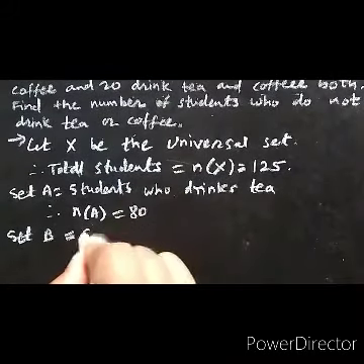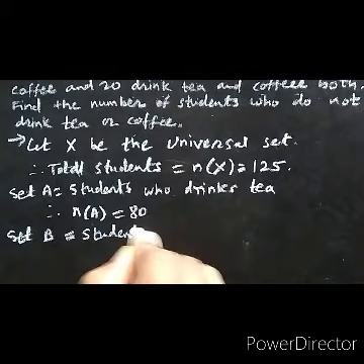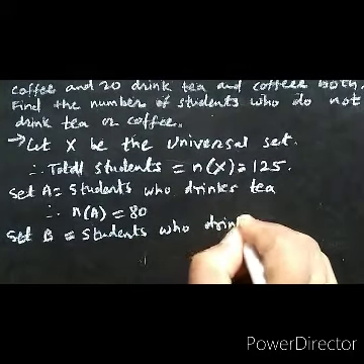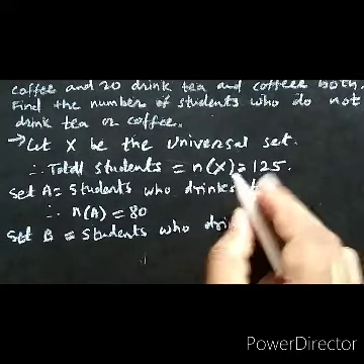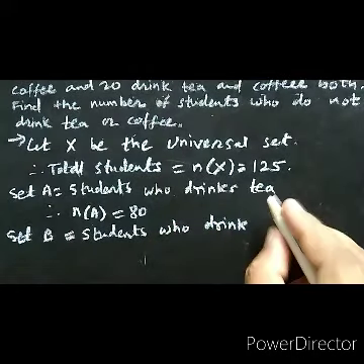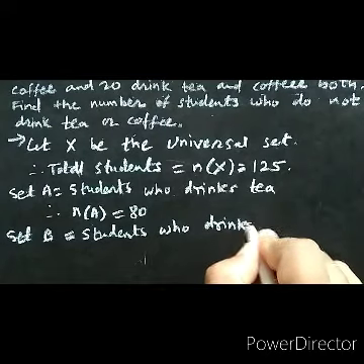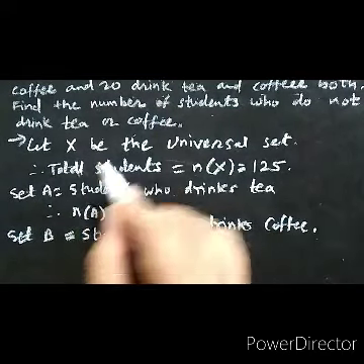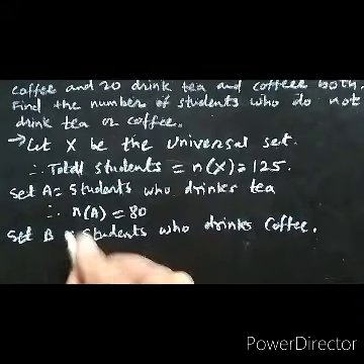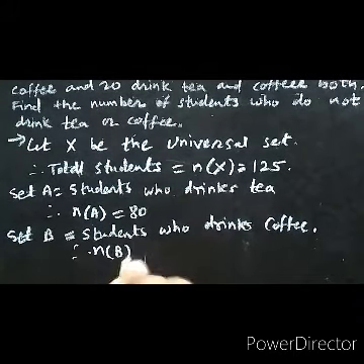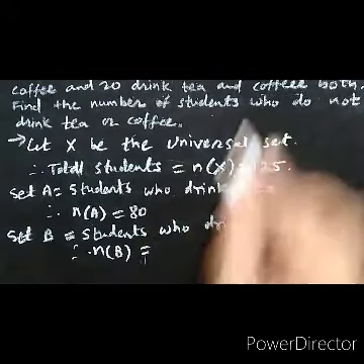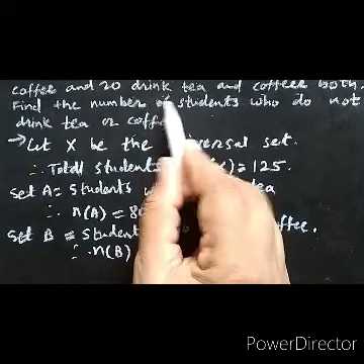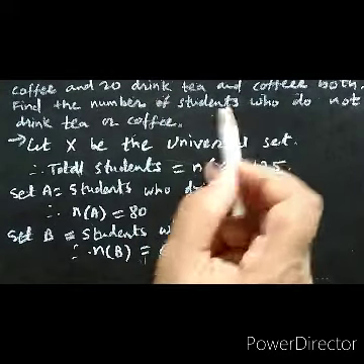Now set B is students who drink coffee. And now see here, therefore n of B is equal to 60 students who drink coffee. Now 20 drink tea and coffee both.